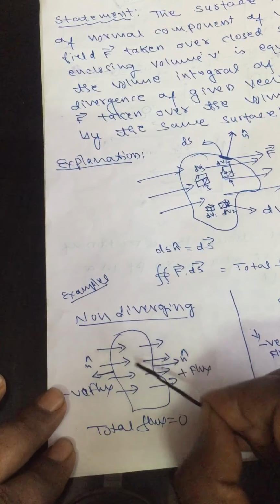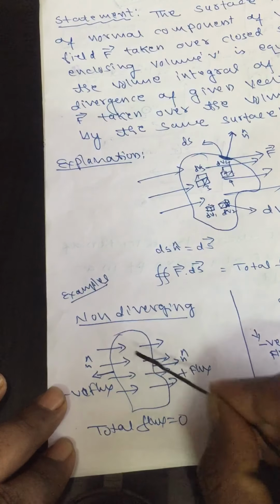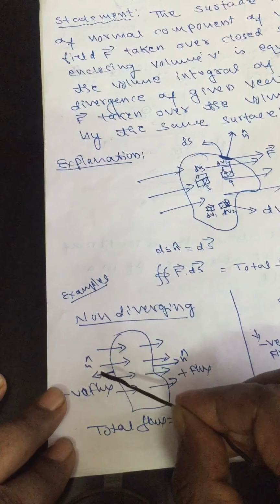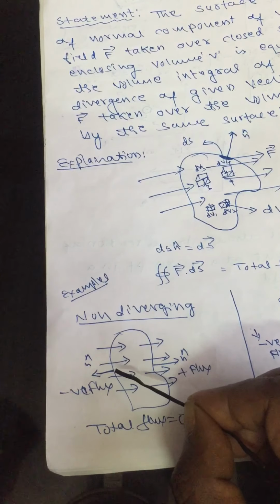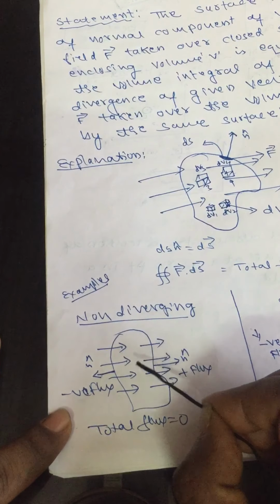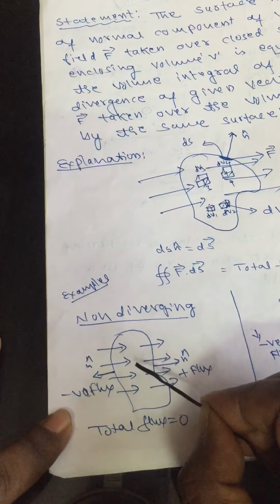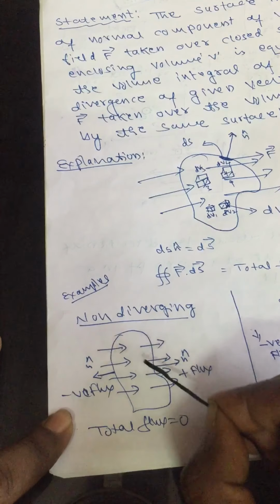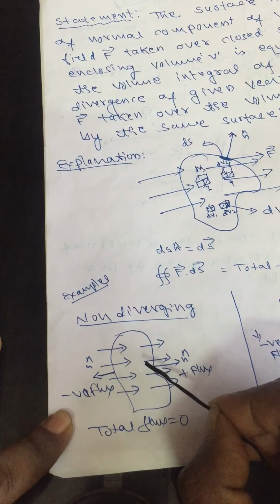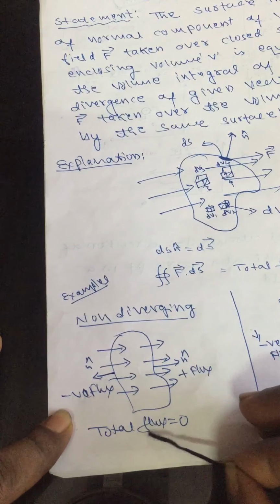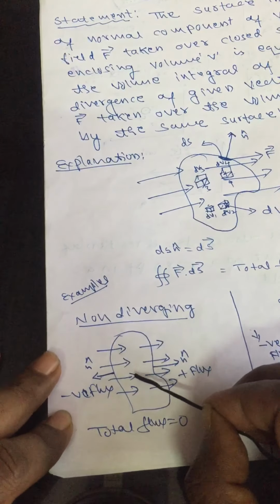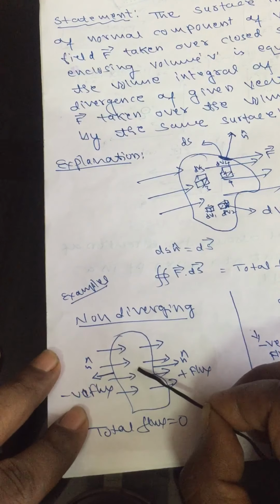Then the question of divergence at all possible points, isn't it? This is a uniform vector field, so whatever field enters also leaves, and the divergence is zero. So the volume integral of zero is zero, isn't it? So here the total flux is zero and the divergence is also zero.